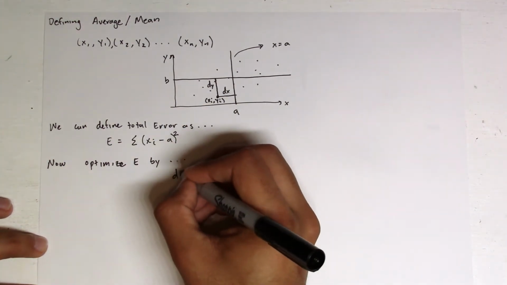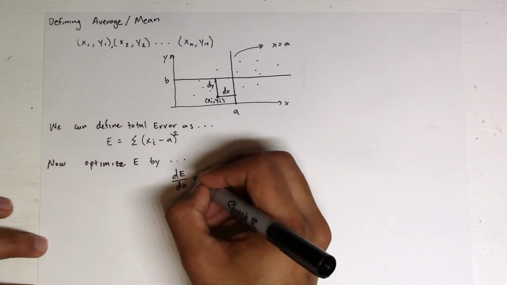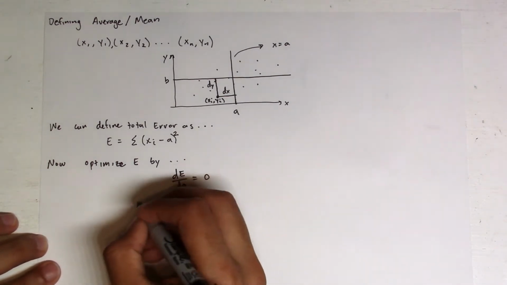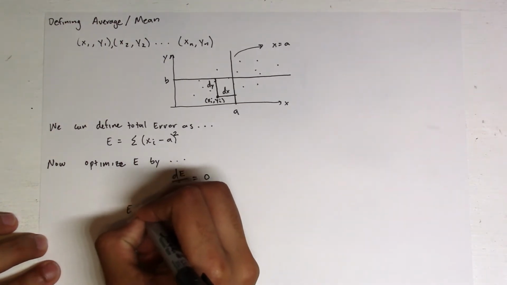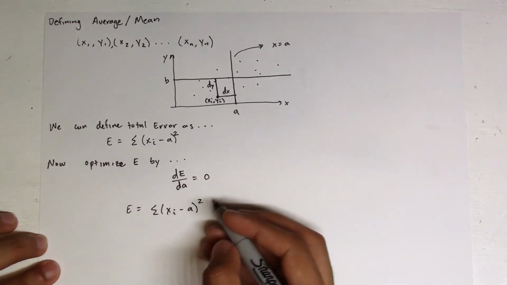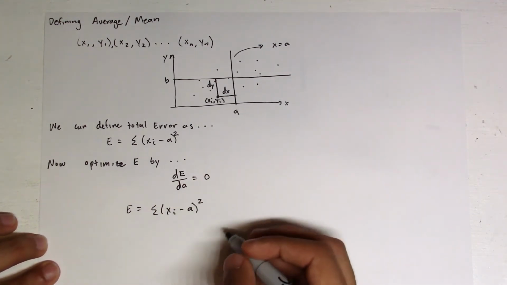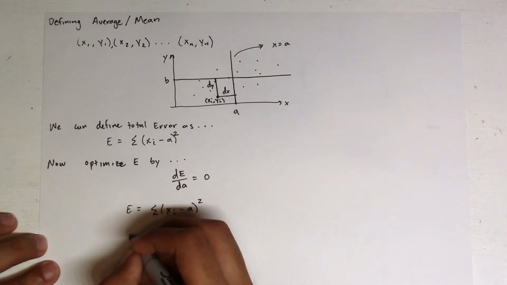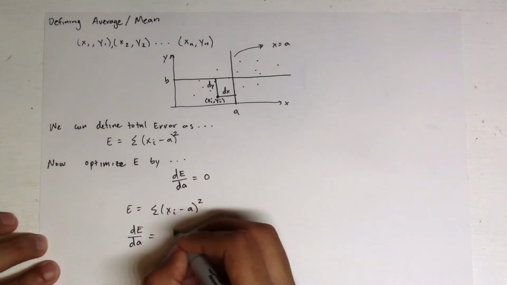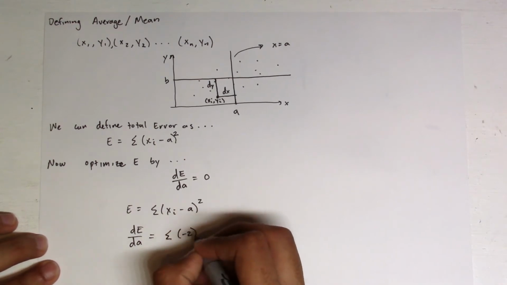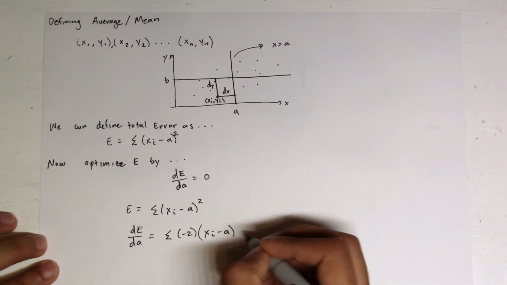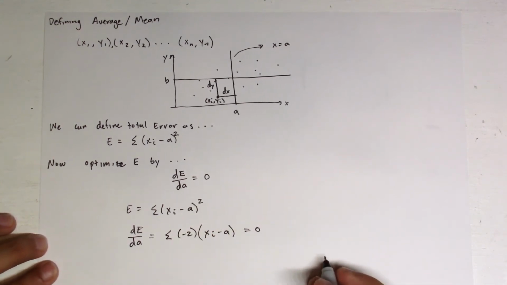So we're going to take the derivative of E with respect to a, and we're going to set that equal to 0. So if we have the equation E equals the sum of (xi minus a) squared, we simply use the power rule and find this derivative. So dE with respect to a is simply -2, by using the chain rule, times the sum of (xi minus a), and we're going to set that equal to 0.